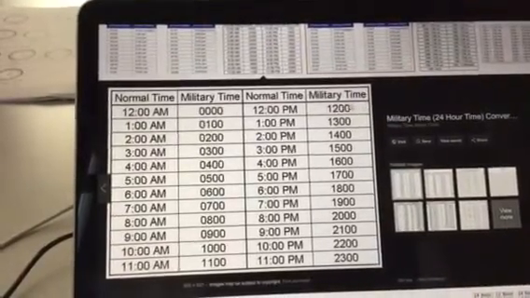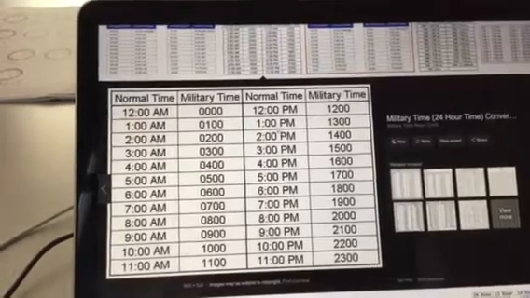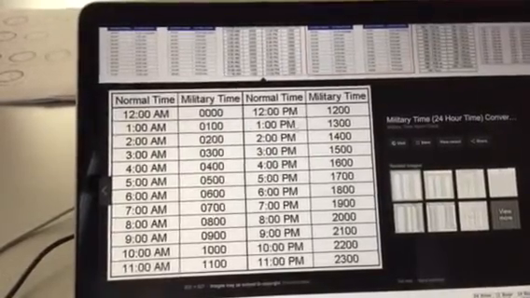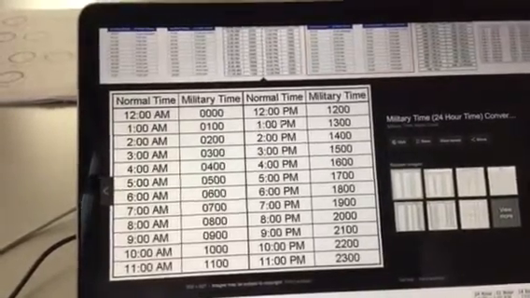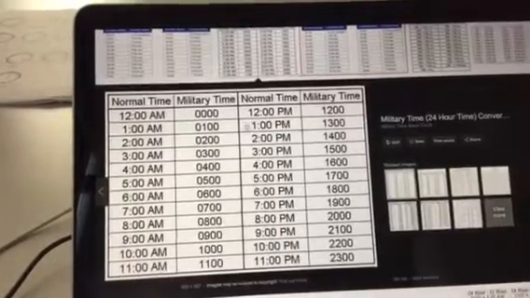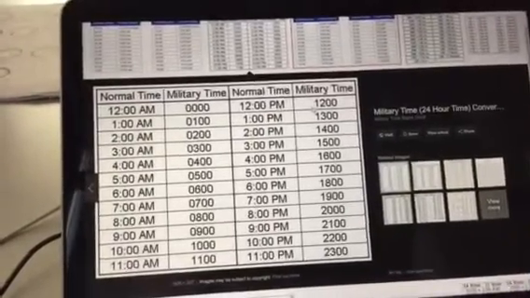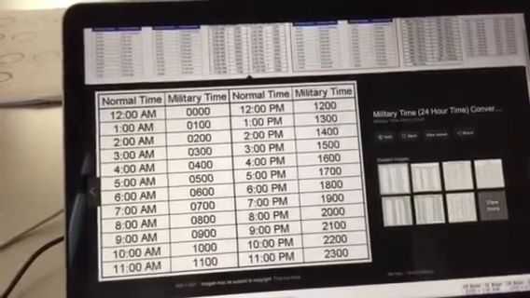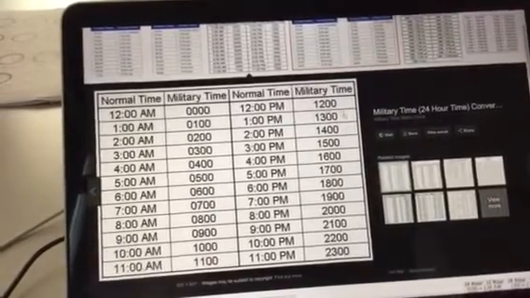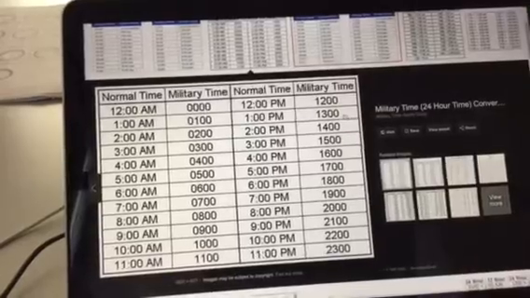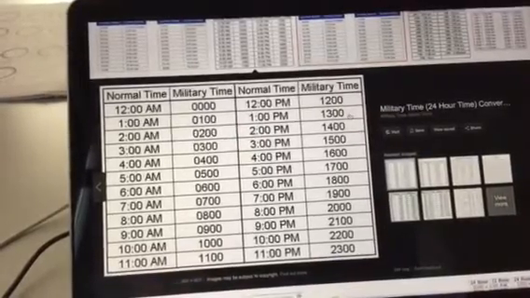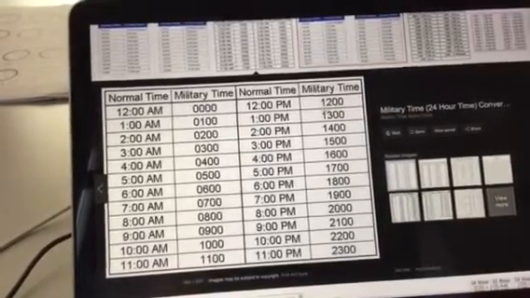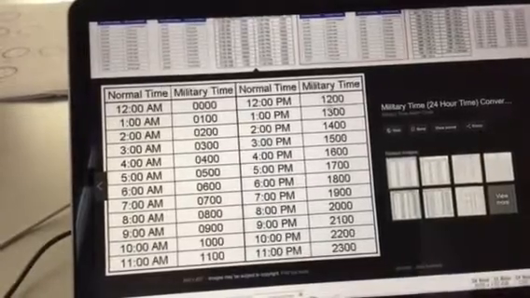So in 12-hour time, we go back to 1, 2, 3, 4, 5, 6, 7, 8, 9, 10. We go back to 1 and we say 1 PM. In 24-hour time, we go to the next number, which is 13. Again, there's no need to have PM on the end. The first 12 hours of the day are from midnight until lunchtime.